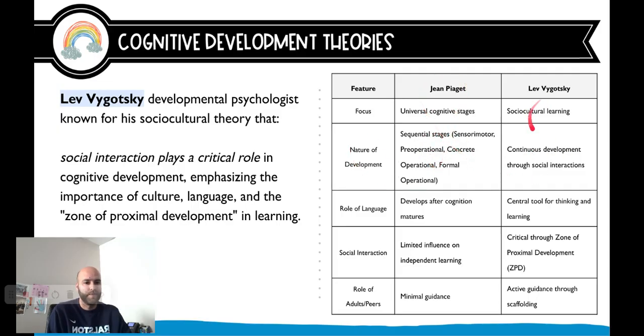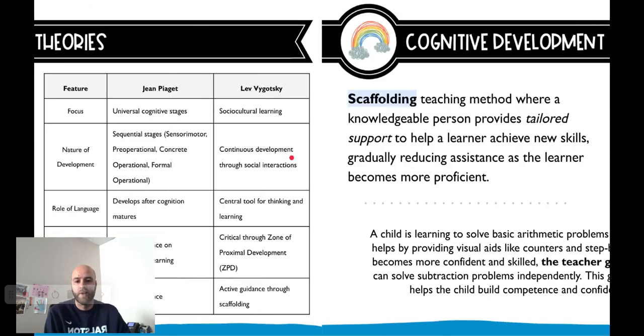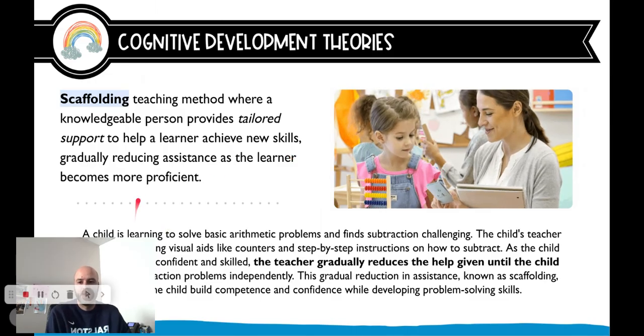It's continuous with Vygotsky. The social interaction is limited with Piaget. He believes it's mostly an independent pursuit of cognitive development, where Vygotsky says there's going to be a zone of proximal development, which we'll talk about in a second, where others need to help you, right? And the role of adults and peers in Piaget's situation is minimal, where there's active guidance in Vygotsky. So Vygotsky is very social in his theory of cognitive development. And his first term is scaffolding.